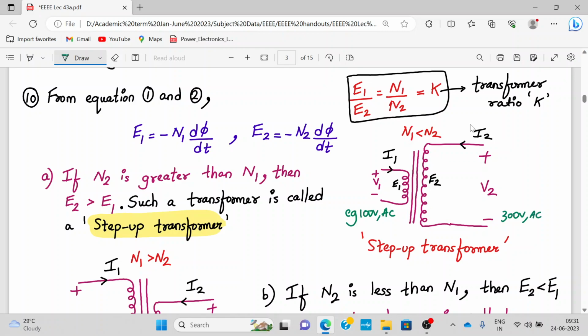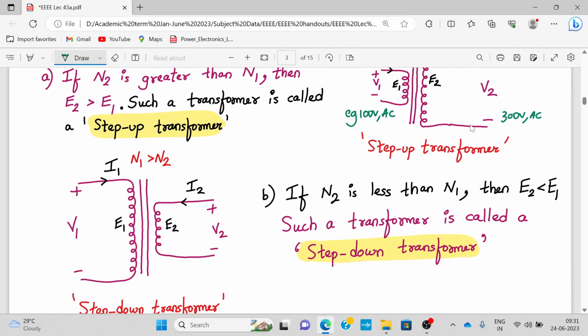Okay, this is an example I'm giving you. A transformer which steps up the applied AC voltage to a higher value at the secondary winding is called a step up transformer. Similarly, if N1, the number of turns, is greater than N2, then such a transformer is called a step down transformer. If N2 is less than N1, then E2 is less than E1.